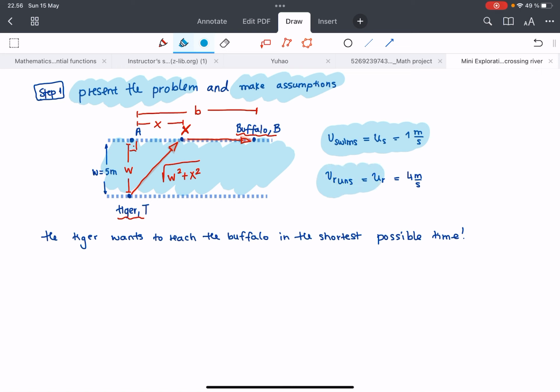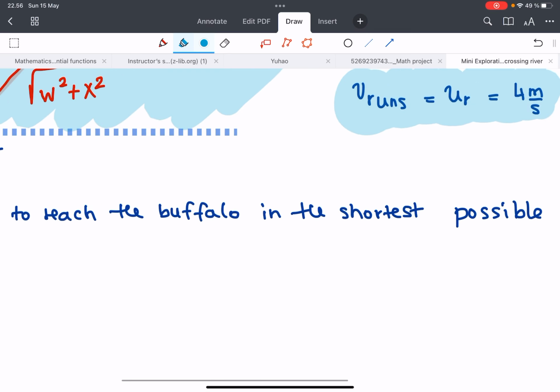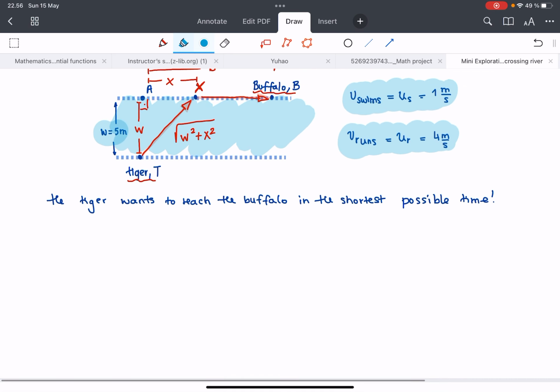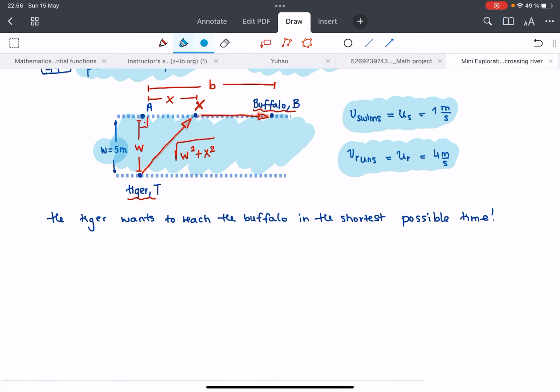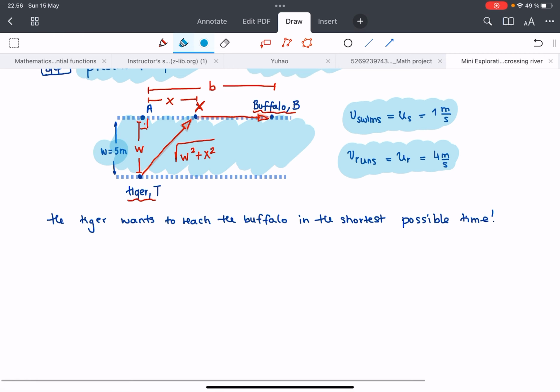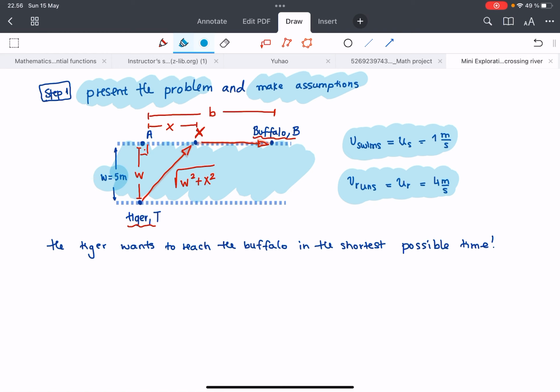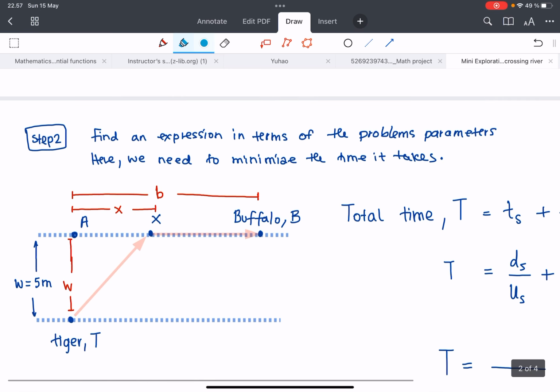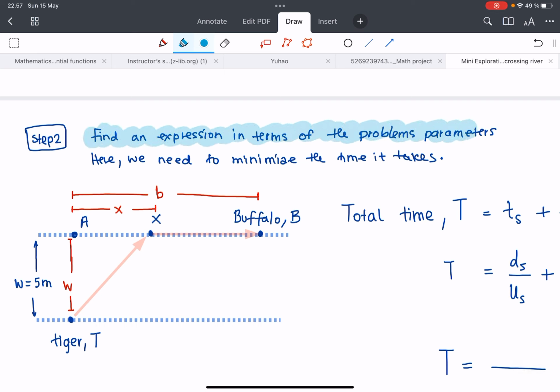And the speed that the tiger runs, I wrote here, it's 4 times more. But again, it's up to you. It's your project. I also assumed that the width of the river is 5 meters. So the tiger wants to reach the buffalo in the shortest possible time. We have presented the problem, we have made a clear diagram, we have made assumptions, and now we can start solving it. So first, let's find an expression in terms of the problem's parameters.